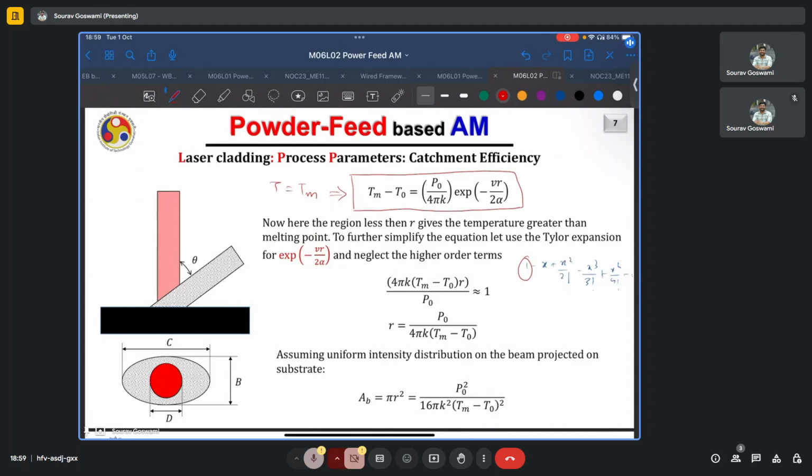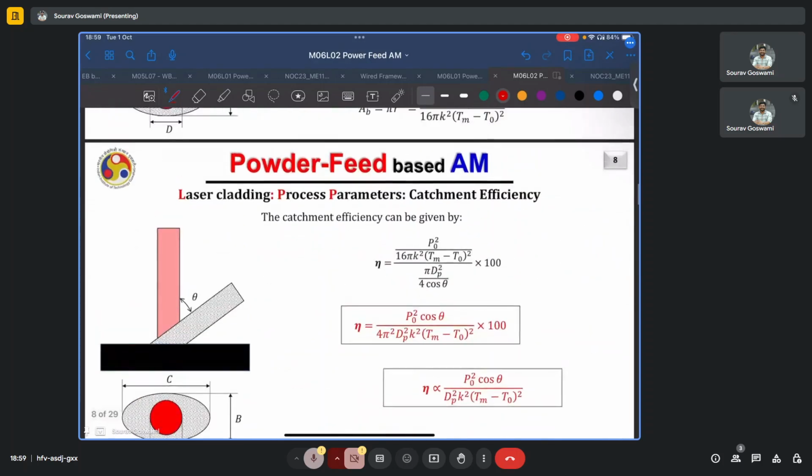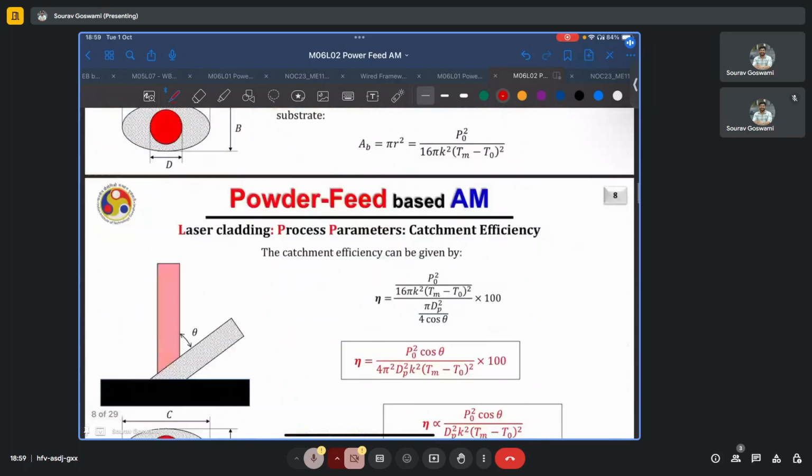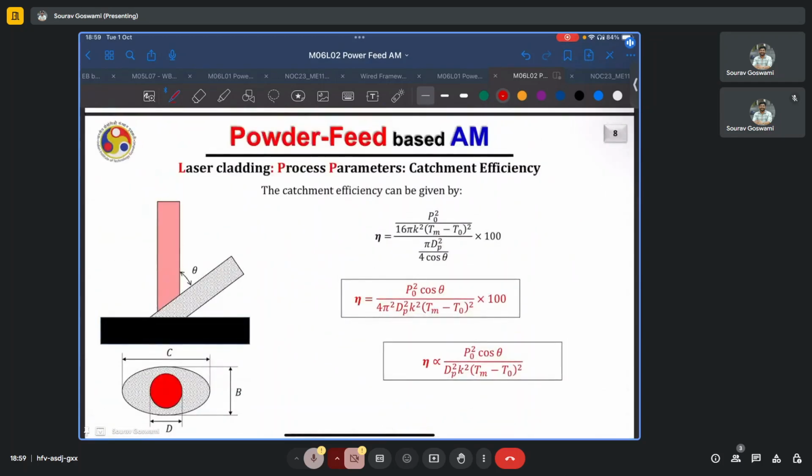And if you assume uniform intensity distribution of the beam projected on the substrate, again, in a more realistic scenario, this may be Gaussian or it may even have any other type of distribution based on the beam profile that you are working with. The area for the beam can be calculated as shown here, and then we divide the area for the laser spot size by the area of the projected powder stream, and we come up with an expression for the catchment efficiency. Eta is equal to P naught square cos theta by 4 pi square dp square k square into Tm minus T naught square into 100.